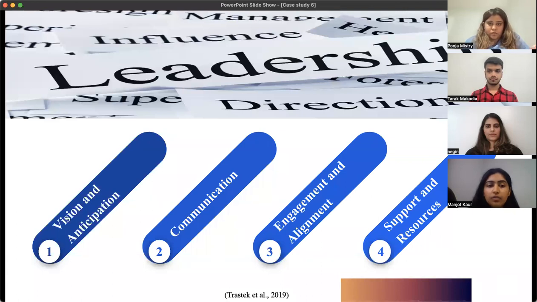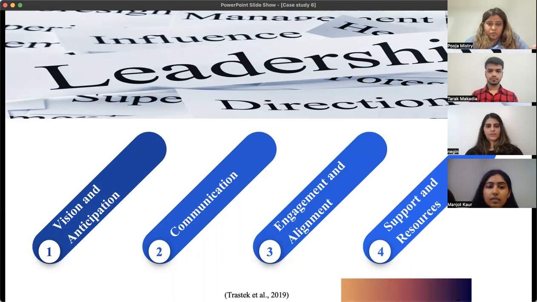Now comes leadership in the next slide. The leaders who can drive change and combat challenges focus on the following criteria. First is vision and anticipation. Leaders should be aware of the necessity for change and have a clear vision of the intended result. They should foresee possible difficulties and openings so they may proactively handle them.